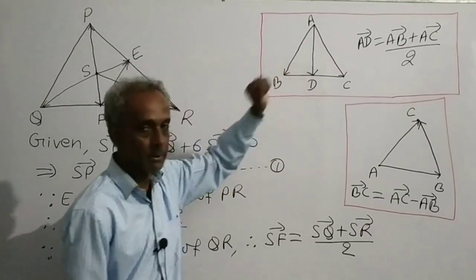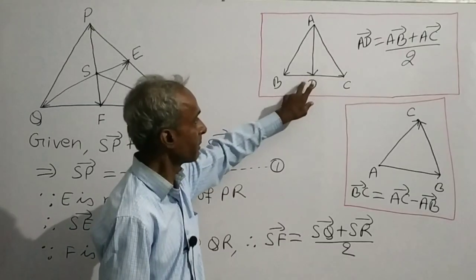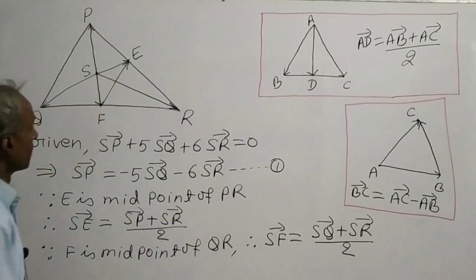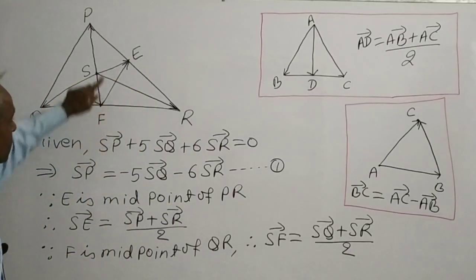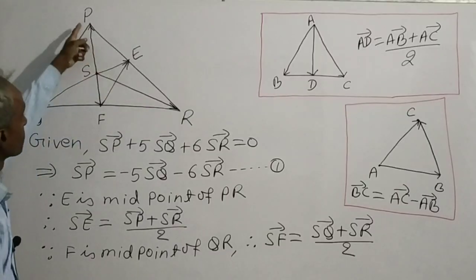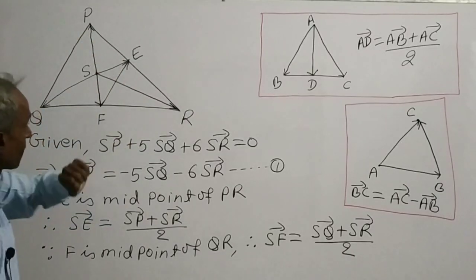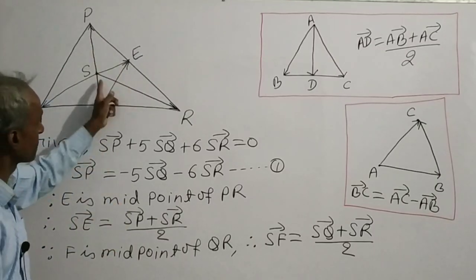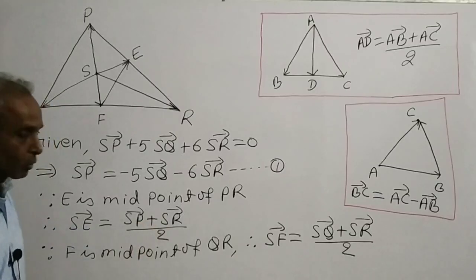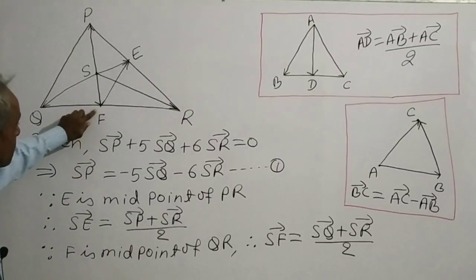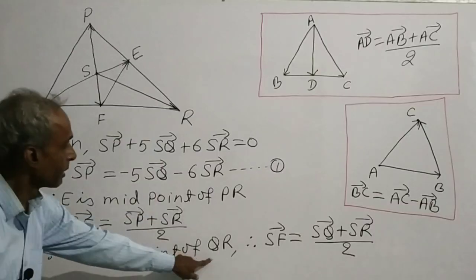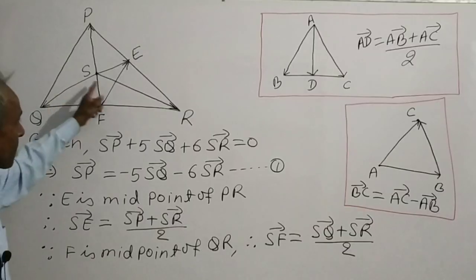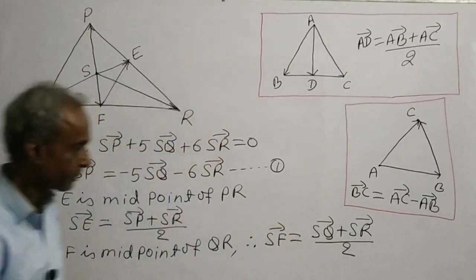This is the section formula. If D is the midpoint of BC, then vector AD is equal to this. Since E is the midpoint of side PR, as given in the question, vector SE will be equal to (vector SP plus vector SR) by 2. And F is the midpoint of side QR. Therefore, vector SF will be equal to (vector SQ plus vector SR) by 2.